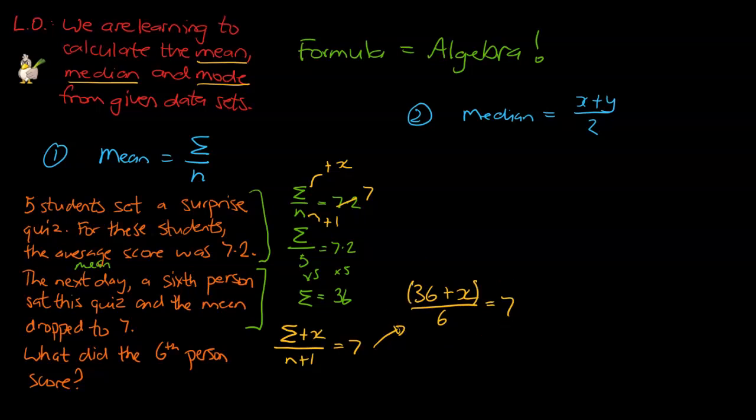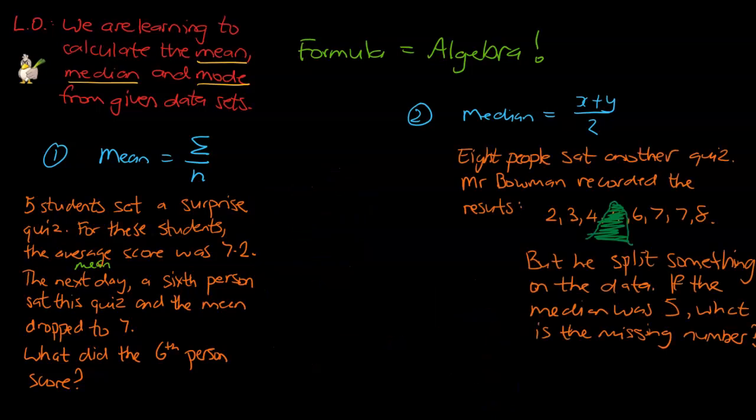Hopefully you can recall there's invisible brackets on the top. So we're going to go times 6 times 6. So that means x plus 36 is equal to 42. We're then going to go minus 36 minus 36. So x in this case is equal to 6. So that means the sixth person got a quiz score of 6, and that meant the total average dropped to 7.